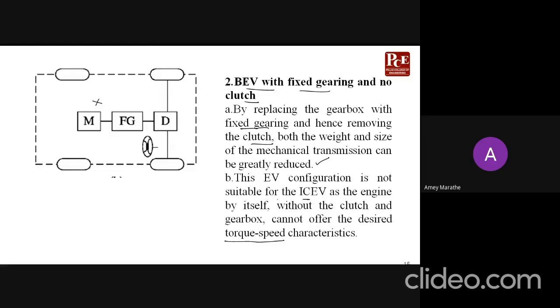Simply look at this configuration in terms of the improvement, how we are improving. We started with simply replacing the engine with a motor. We had a clutch, a gearbox, and a differential, but now we have a motor, and instead of a variable speed gearbox, we have a fixed speed gearbox, and we have a differential. That is why this configuration is known as BEV with fixed gearing and no clutch. Let us move to the third configuration.